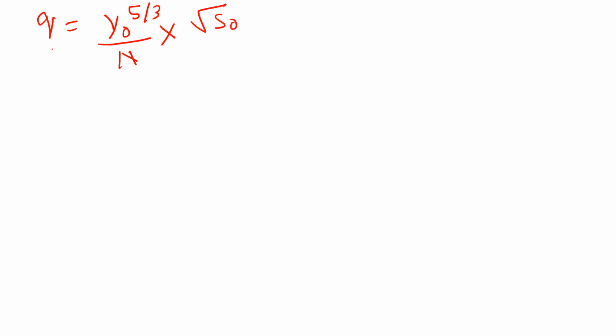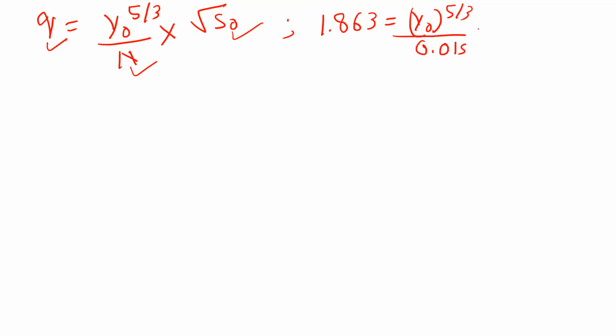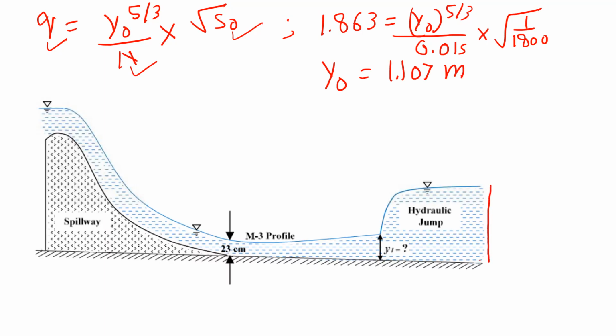Therefore unit discharge q would be equal to Y0 to the power 5 by 3 divided by n into under root S0. We have this unit discharge, Manning's coefficient, and bed slope, so Y0 can be calculated from this equation, which would be 1.863 equals Y0 to the power 5 by 3 whole divided by 0.015 into under root 1 by 1800. After solving, it will come out to be Y0 equals 1.107 meter. So now we have the normal depth of flow, Y0 as 1.107.